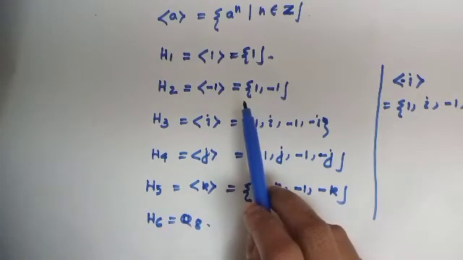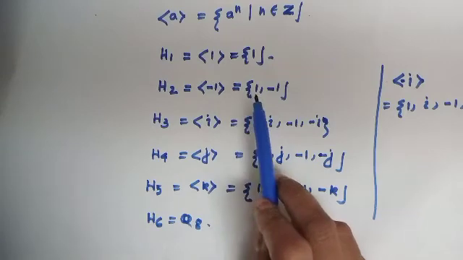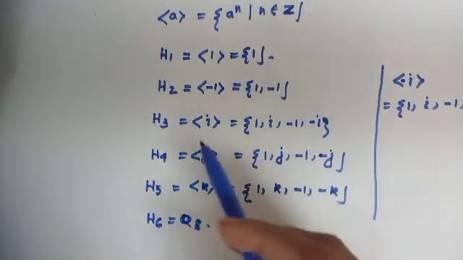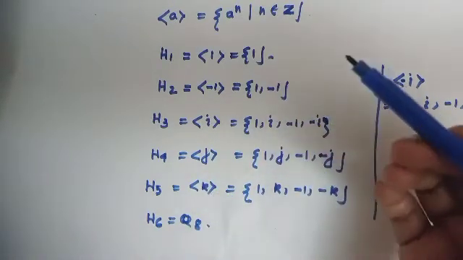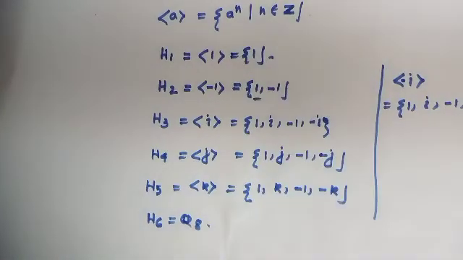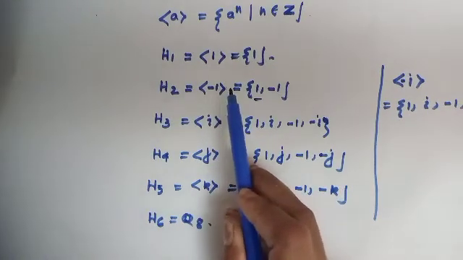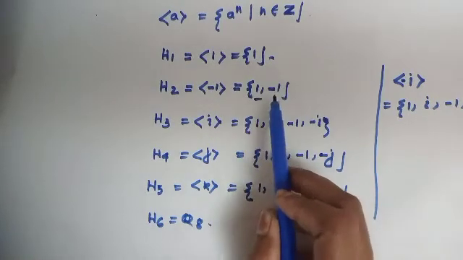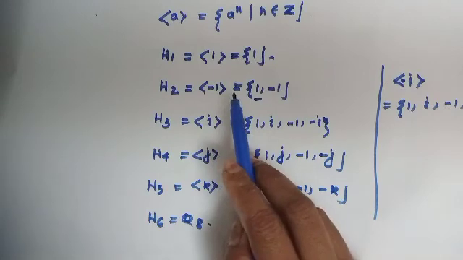The other subgroup is the cyclic subgroup generated by minus 1, which contains the elements 1 and minus 1. Because minus 1 to the power 0 equals 1, and minus 1 to the power 1 equals minus 1. And minus 1 squared equals 1, which goes back to the element 1. That means the cyclic subgroup generated by minus 1 contains only the elements 1 and minus 1. So the order of this subgroup is 2.